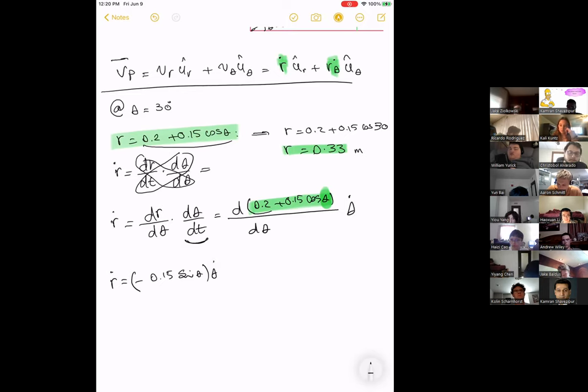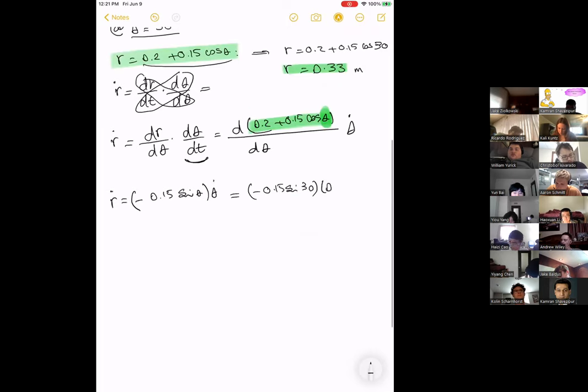Do you guys remember now? What do you call it? Chain rule? Any question about this? Okay. So if I substitute theta 30, I'm going to get minus 0.15 sine 30, and theta dot is 0.7. So someone tell me how much is this? Negative 0.0525. And the unit? Radians per second? Meter per second. You remember this is R dot?